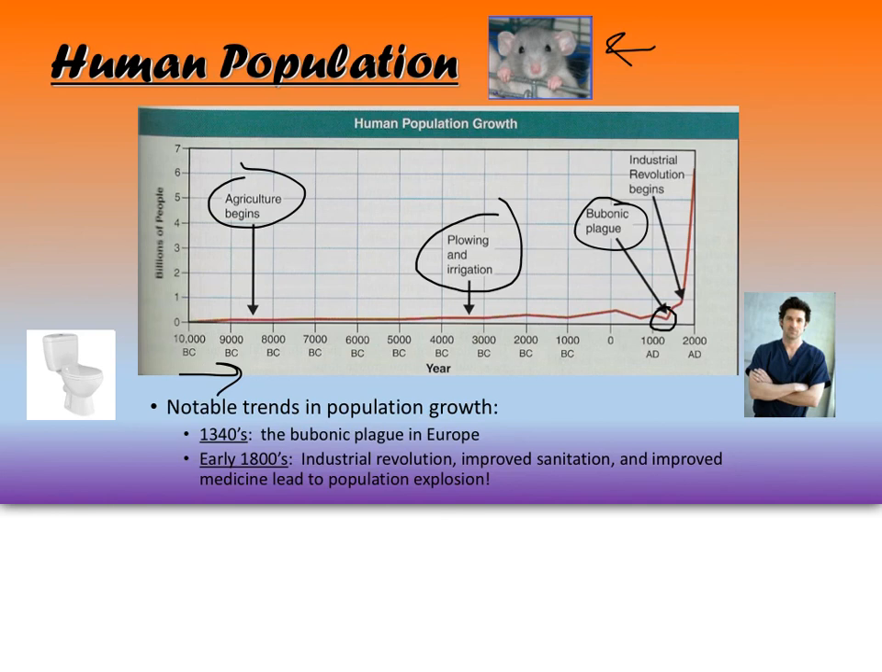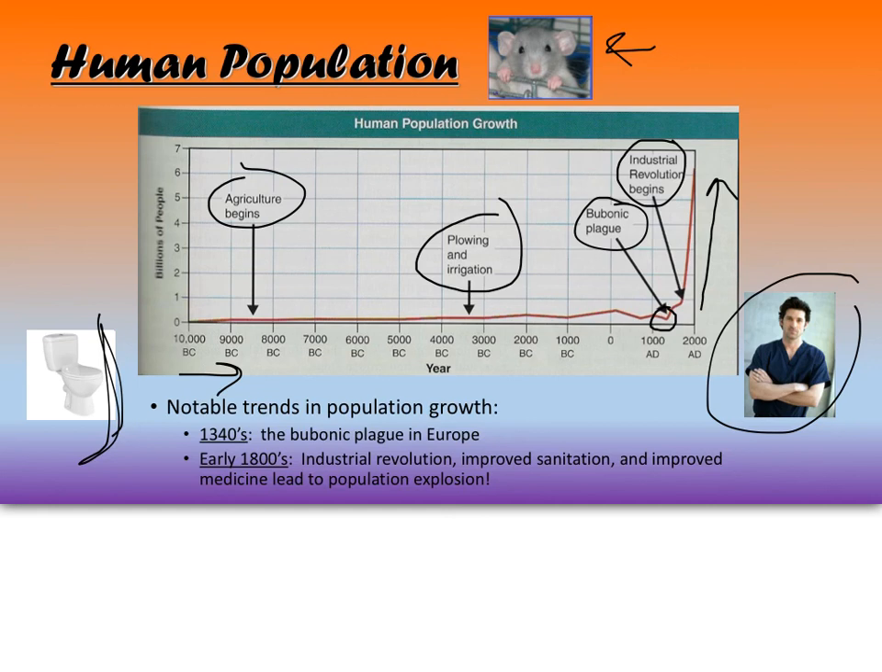Since then, we've had massive increase, and it's mostly due to this industrial revolution. Right? We've improved our ability to mass produce foods and get them to people. We've improved our sanitation, so I have this toilet on the slide, which means we have less disease from unsanitary conditions. We've also improved medicine. Here's Dr. McDreamy. An improvement in medicine means that we can keep people alive longer, and so we've seen a massive increase in the human population over the last couple hundred years.